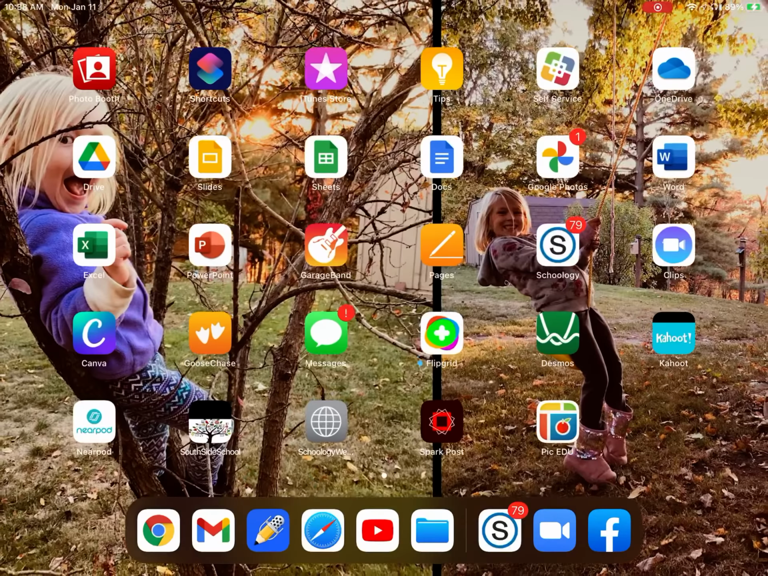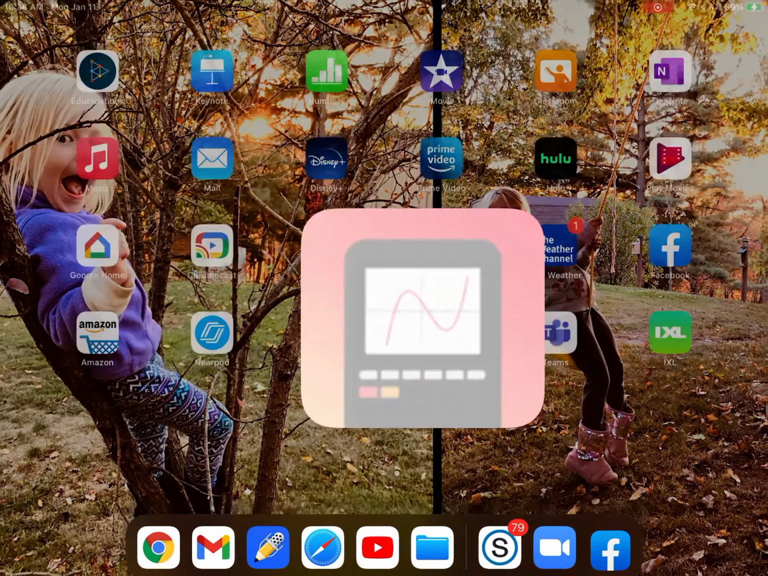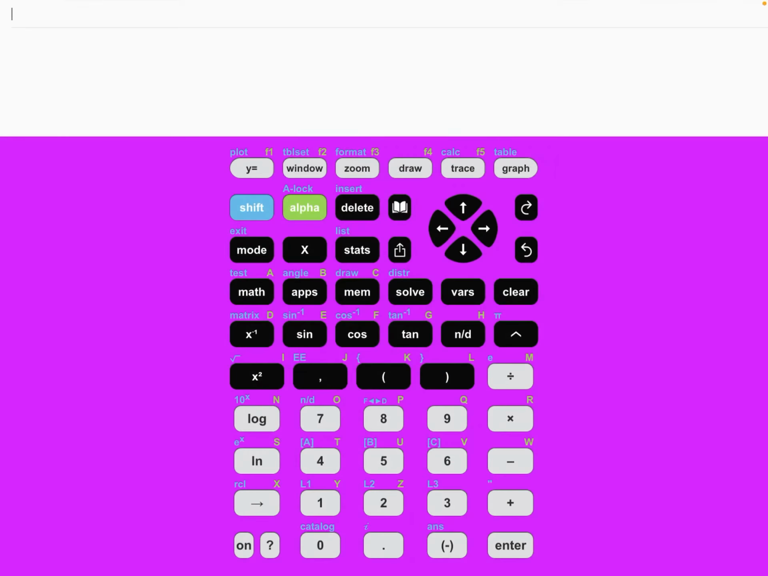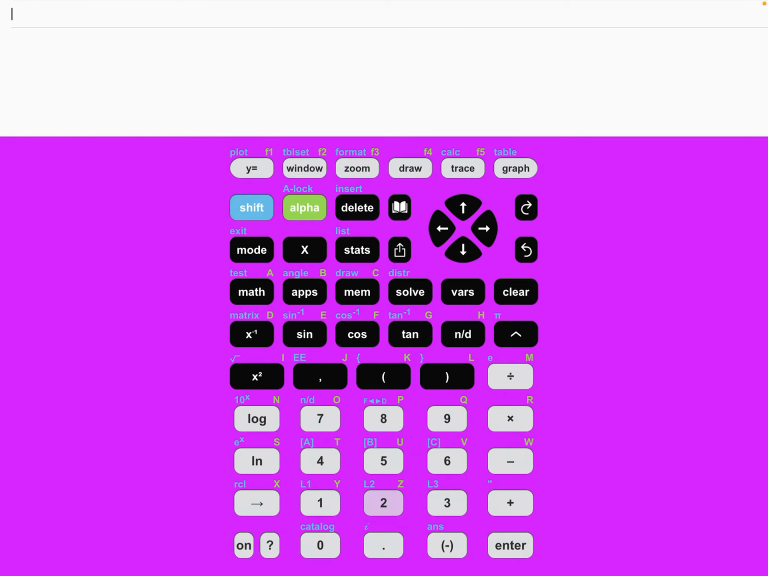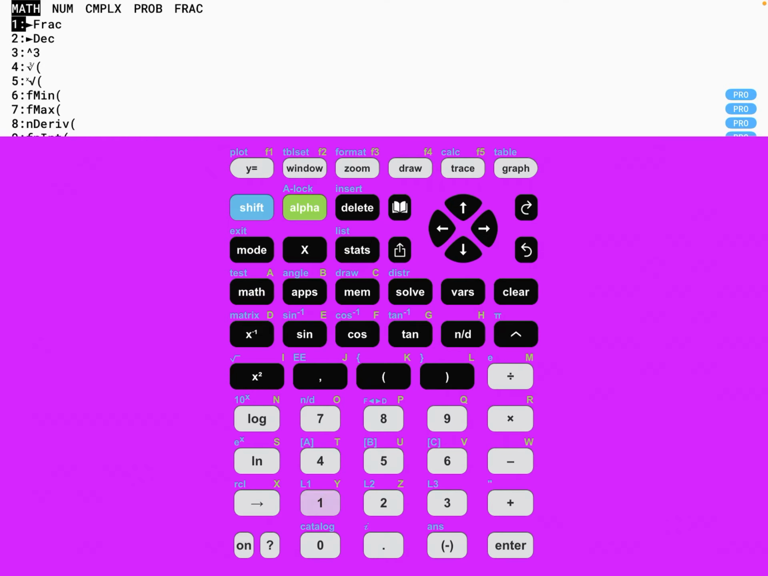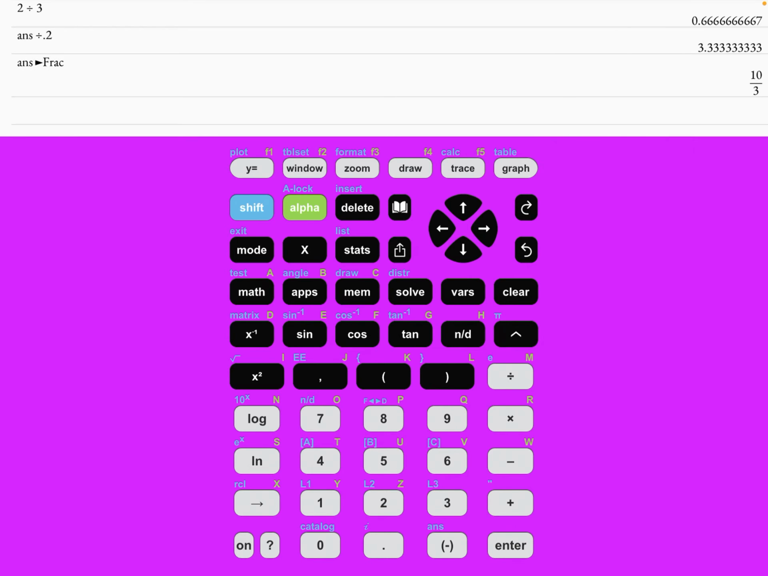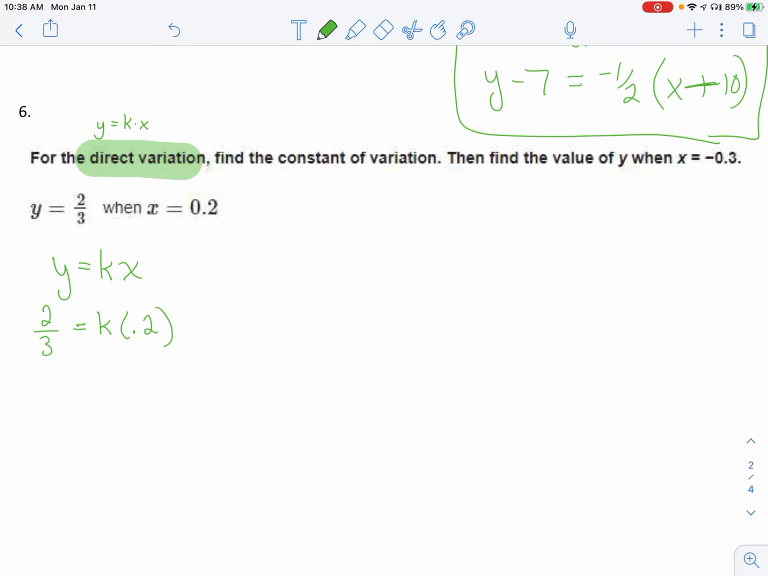So ready? I'm going to do calculator. 2/3 divided by 0.2. I'm going to change it to a fraction. So 10/3. So I got 10/3 is k.